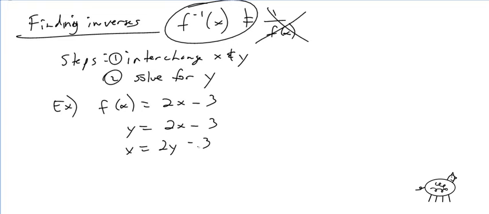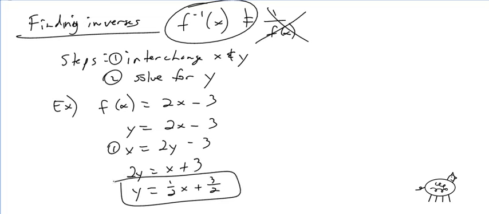I just swapped the x and y. That was our first step. And our second step is solve for y. So 2y equals x plus 3. Add 3 to both sides and divide by 2. So y equals 1/2 x plus 3/2. Okay? That's the inverse function. And then, of course, I can verify it just by plugging that back in, right?